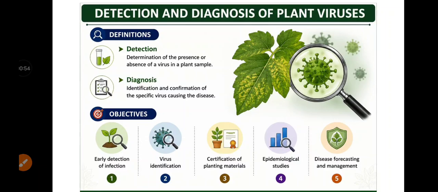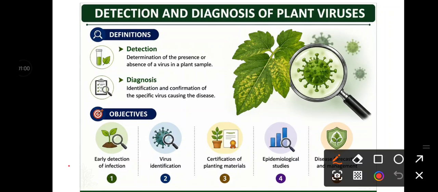So the major objectives of detection and diagnosis of plant viruses are: first, the early detection of disease. If we can detect that some viruses are associated, we can predict that the disease is going to occur, and we can take some preventive measures. Next, with the help of diagnosis methods, we can identify a particular virus.